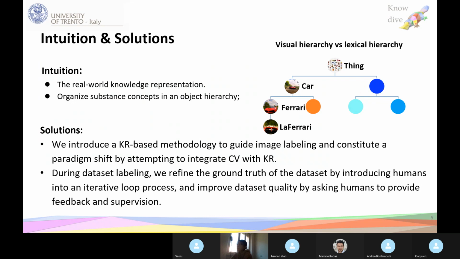And our solution is that we introduce a KR-based methodology to guide the image labeling and constitute a paradigm shift by attempting to integrate CV and KR. Instead of explicitly codifying the intended semantics via prior knowledge, we encode them in the examples and corresponding linguistic annotations used to train the machine learning models. And secondly, during the dataset labeling, we refine the ground truth of the dataset by introducing humans into an interactive loop process and improve the dataset quality by asking humans to provide feedback and supervision.